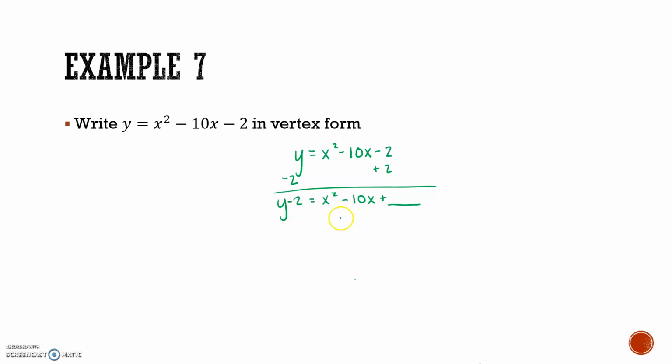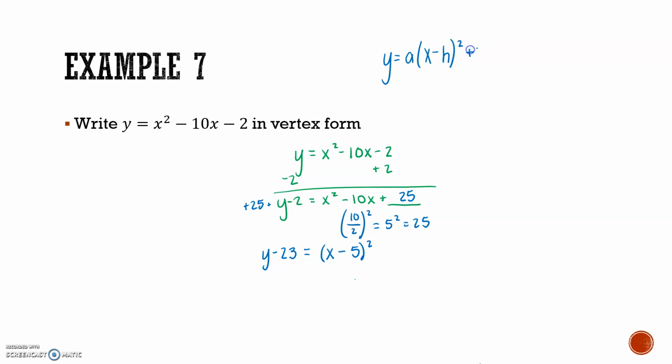So when I complete the square, what am I going to get in that blank? 10 divided by 2, quantity squared, which would give me 5 squared, which is 25. But remember, I'm not just adding 25 there, I've got to add 25 to the other side. So when I do 25 minus 2, I would get y minus 23 equals x minus 5 quantity squared. And this almost looks like vertex form. Vertex form, remember, was y equals a(x minus h) squared plus k.